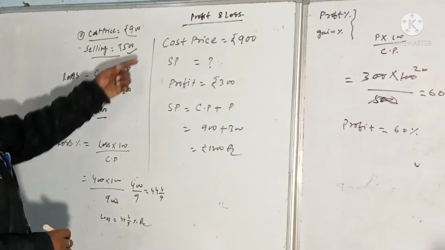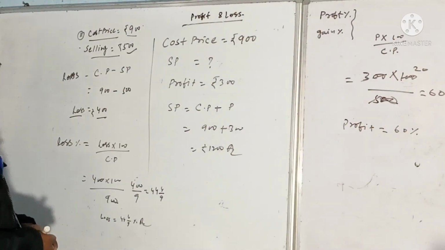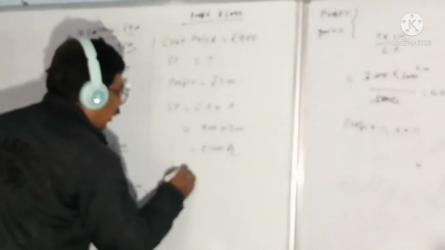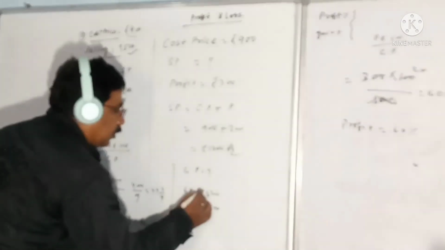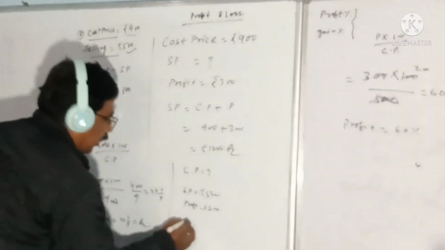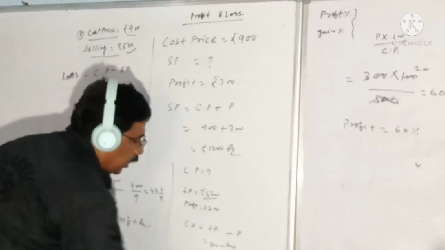This is the profit. Then we find the cost price. Find the cost price when given selling price SP is equal to 500 and profit is equal to 200 rupees or dollars. Then find the CP. CP is equal to SP selling price minus profit. Here selling price 500 minus 200, 300 rupees or dollars cost price.